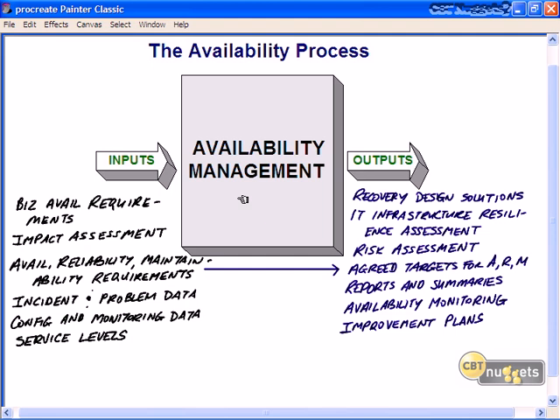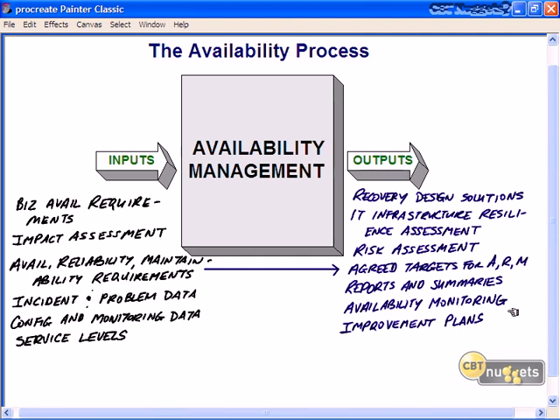Then the output from availability management will be a wide variety of things. The output will be results of recovery design solutions. It'll result in IT infrastructure resilience assessment and risk assessment. So all this information can go into our risk assessment and disaster recovery plans, written processes. Any written agreed targets or contracts for availability, reliability, and maintainability. It'll generate reports. It'll generate summaries for middle and upper management and other stakeholders.